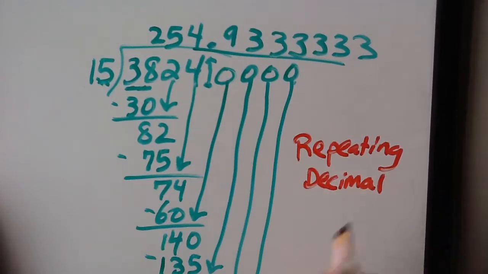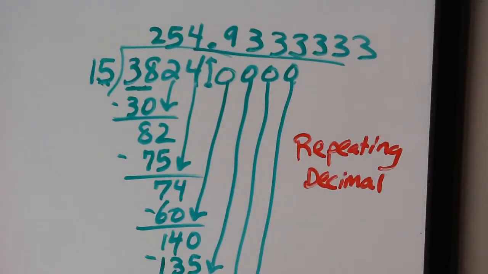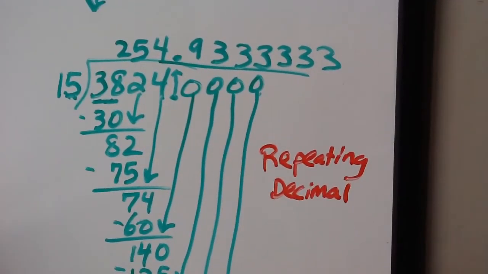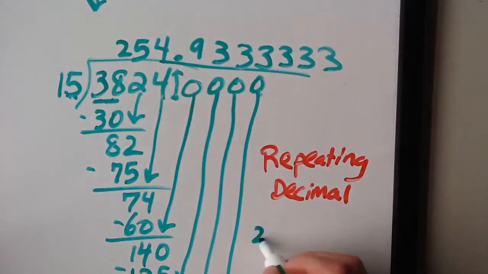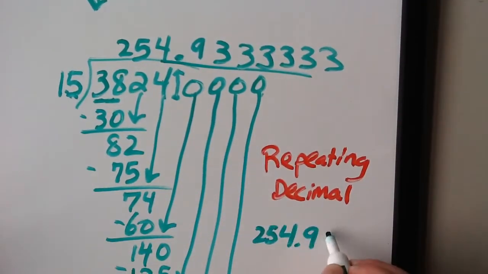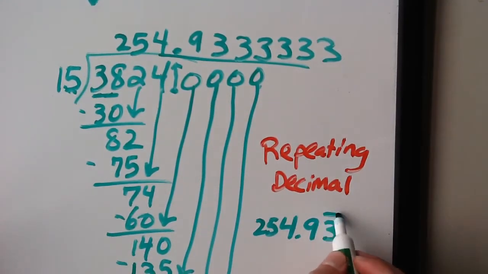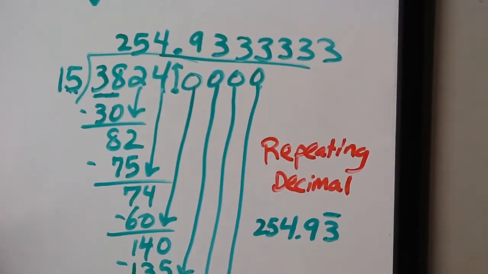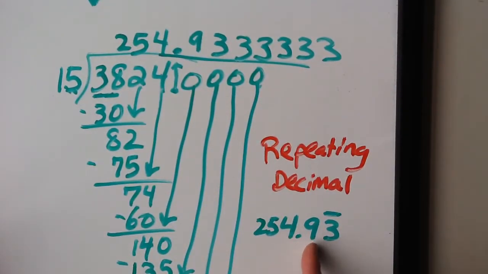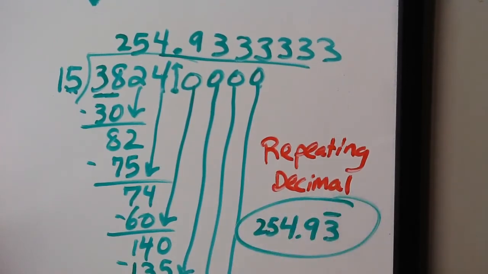Okay, terminating decimals, they end. They do have a stopping point. Repeating decimals do not have a stopping point. They continue on forever and ever. And so how are we going to write this number? Well, if a digit repeats, we use what's called a repeating bar over the digit that repeats. And so my answer is going to be 254.93, but only this 3 repeats, and so I put a repeating bar over the digit that repeats. So it's 254.93 repeating. That would be my final answer for number 7.